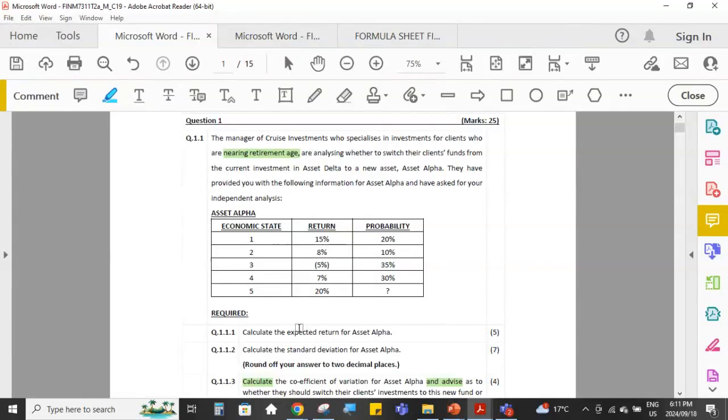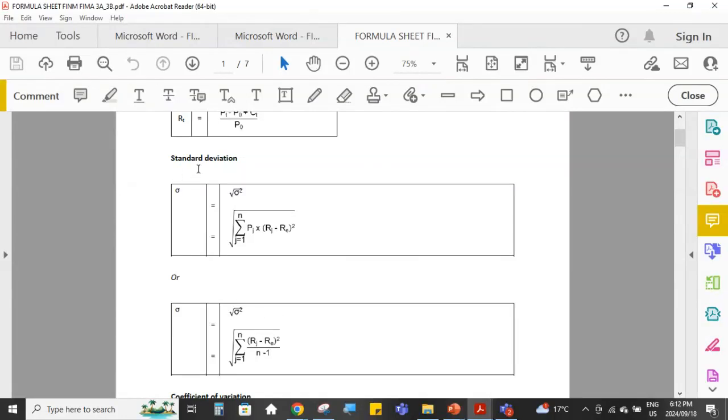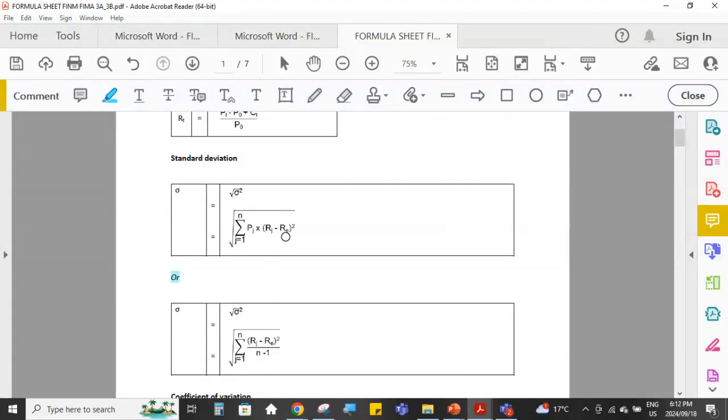So they have asked us for the expected return and the standard deviation. On our formula sheet, we've got return on investment and we've got standard deviation. For standard deviation, they tell us we can use this formula here, or this formula over here. And when we come to doing the standard deviation calculation, I will take you through the difference between these two formulas so that you can make the correct decision as to which one you are going to use.